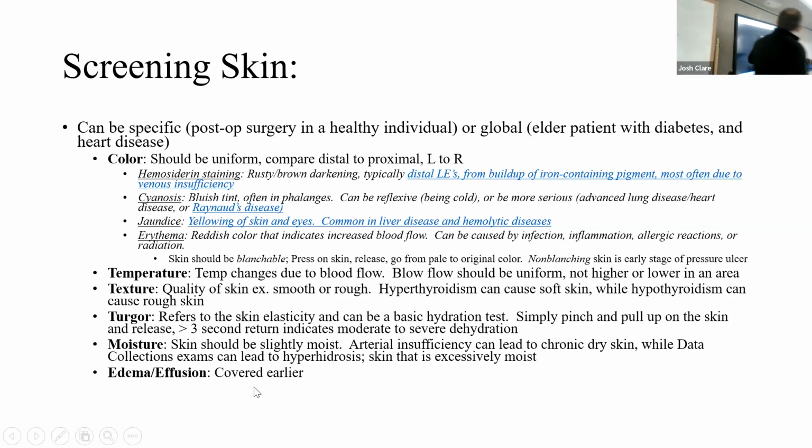We have cyanosis. I didn't get a picture of that, but that's what Jack's lips looked like before Rose let him go. That's what all of our lips look like in the first couple of weeks we were here, right? That's that bluish tint of lips, face, fingers. When we see it, it's often reflexive: I'm cold and now I'm blue. It could also be a sign of more serious lung disease, or we could also have Raynaud's disease.